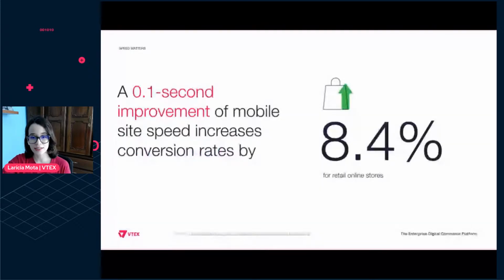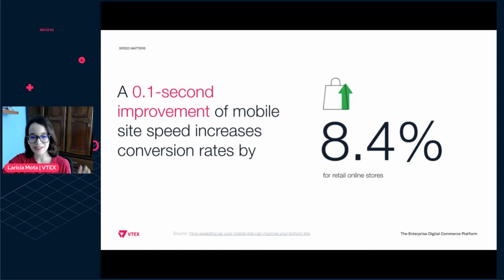For instance, in this study published by Google, they found that a 0.1 second improvement in mobile site speed increases conversion rates by 8.4% for retail online stores. And that without changing anything else in the store. It happens just because the shoppers aren't waiting for pages to load. So in businesses operating with low profit margins, this kind of improvement should be a no-brainer.